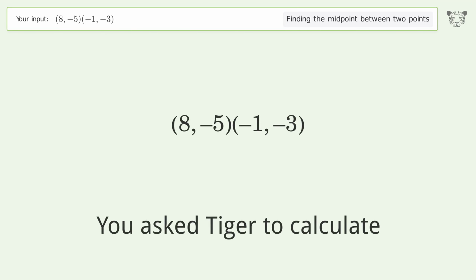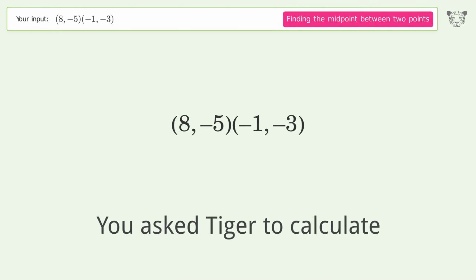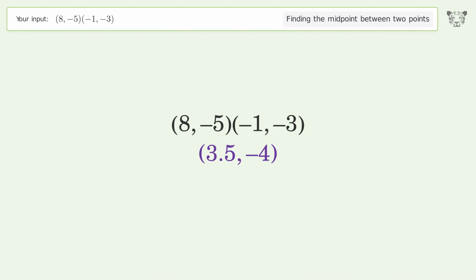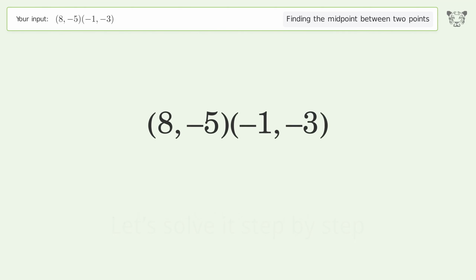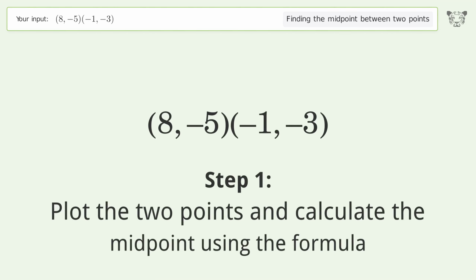You ask Tiger to calculate. This deals with finding the midpoint between 2 points. The midpoint between the 2 points is 3.5, -4. Let's solve it step by step. Plot the 2 points and calculate the midpoint using the formula.